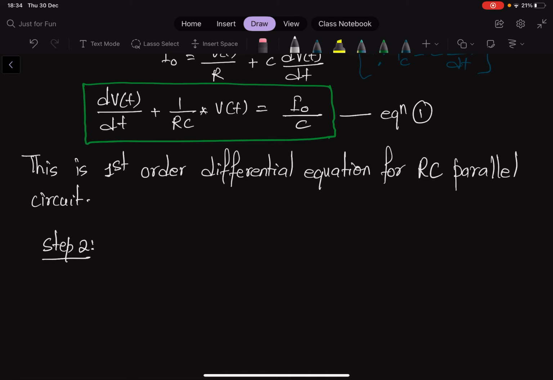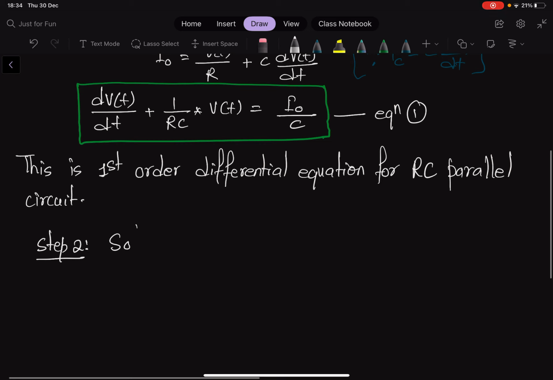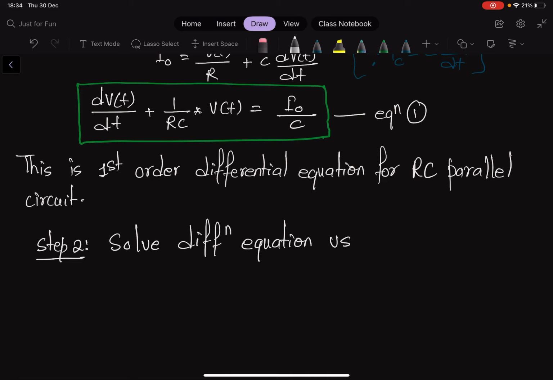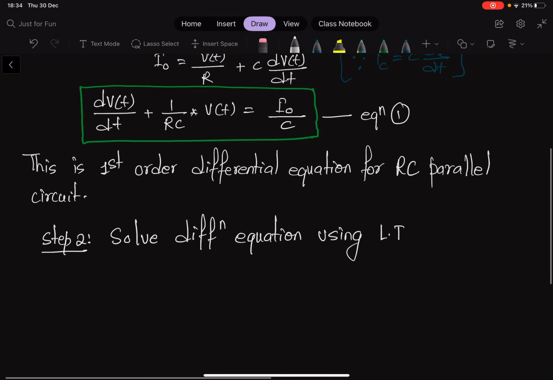modeled, and we can use many techniques to solve a differential equation. But in this video, we're going to use Laplace, because Laplace is a modern technique and it's very easy to solve a differential equation. So we're going to solve the differential equation using Laplace transform.